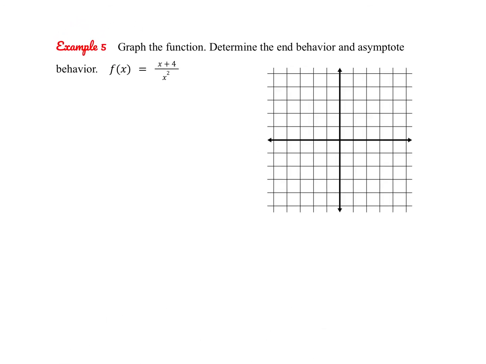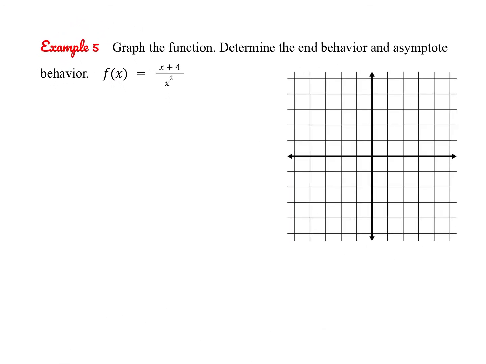All right, so here's the last one. We're going to try it together. So here, this one is already completely factored. So we can start with our vertical asymptote. Our only domain restriction is that x cannot equal 0. So we have a vertical asymptote at x equals 0. And then the degree of our denominator is larger than the degree of our numerator. So that means our horizontal asymptote is at 0. So y equals 0.